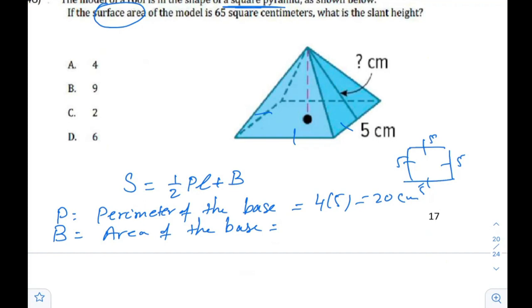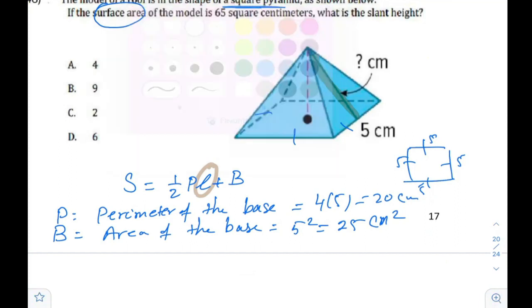It's a special case of rectangle, so it's length by width. So it is just 5 squared, which is 25 centimeter squared. Now, what is L? Usually, students get confused about the L. L is this one. L is the slant height. It's not the height of the pyramid.